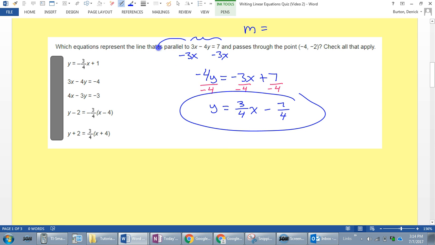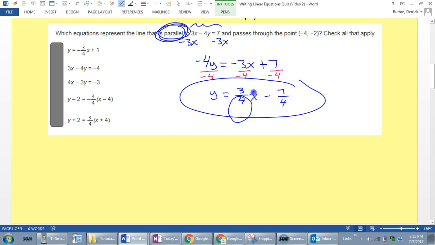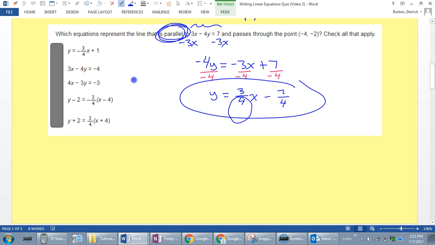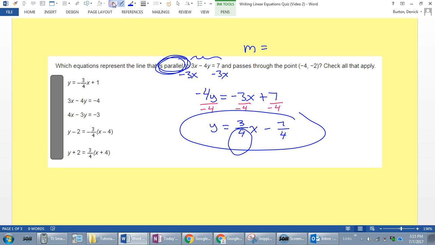And again, we're talking parallel. So the slope that we're going to use should be the same. So we don't need to change it. I'm just going to keep the 3 over 4. All right, so the slope is 3 over 4.